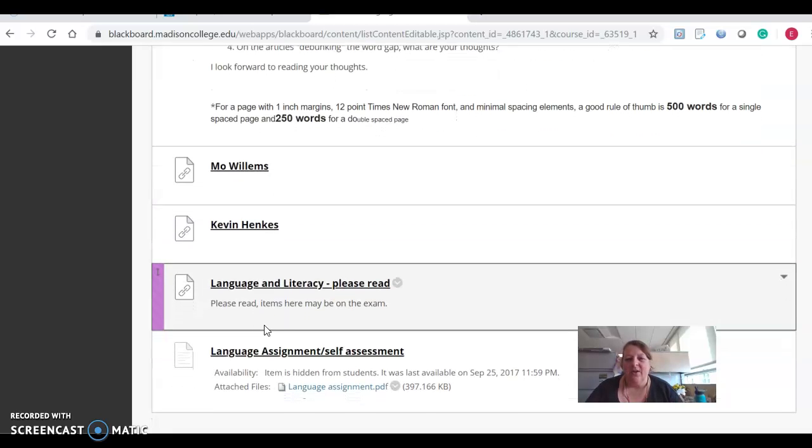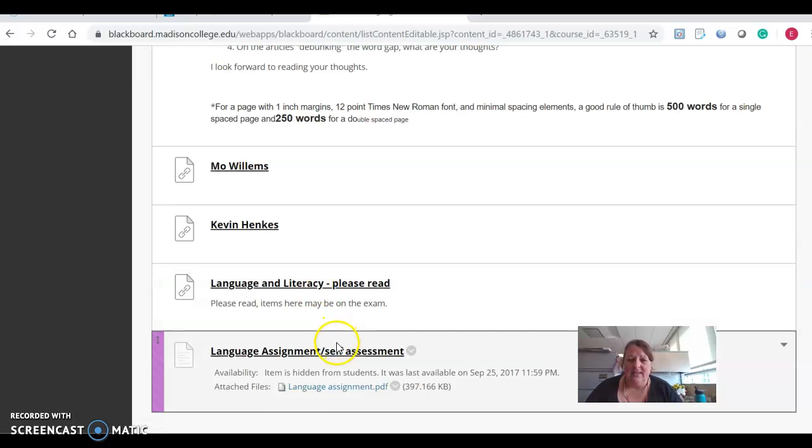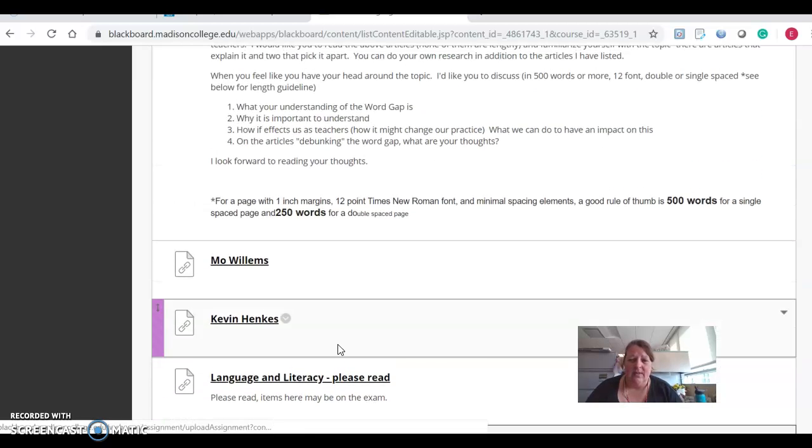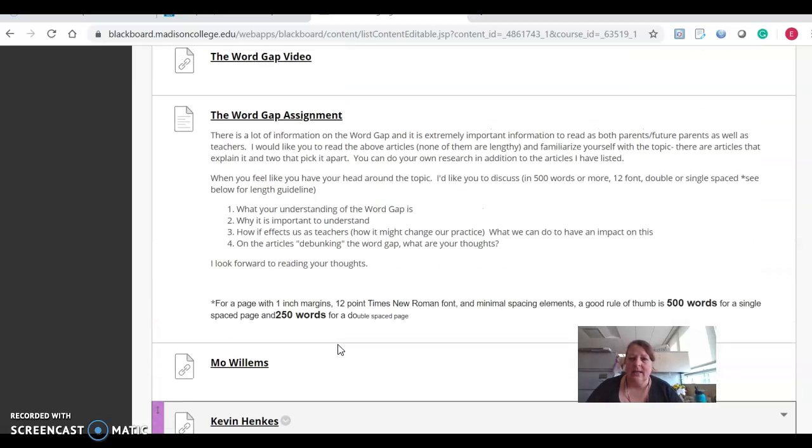There's also another article about language and literacy, and you will be responsible for it on your exam. So please take a look at this. This is not something you need to do, so I'm going to hide that. You won't be able to see that. That's just from my view that I can see it.